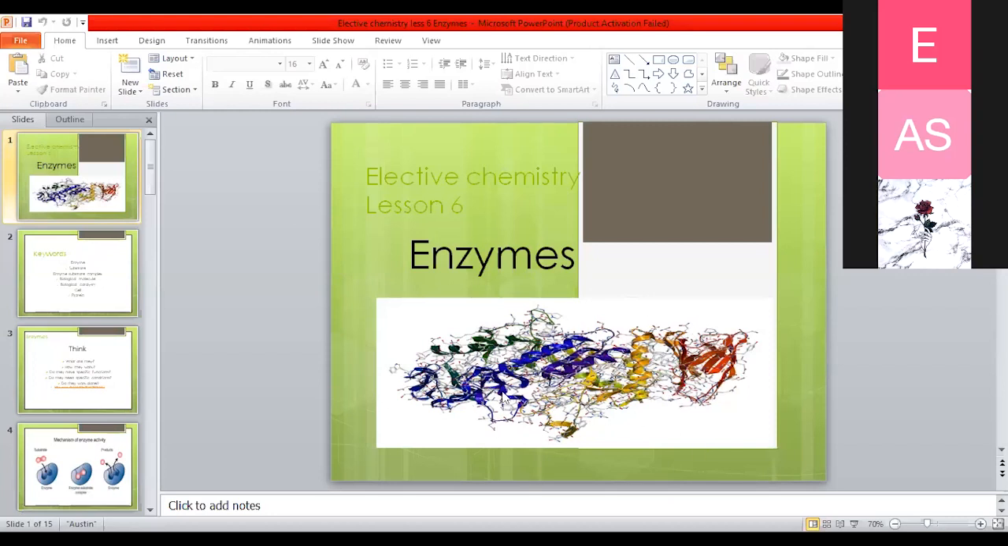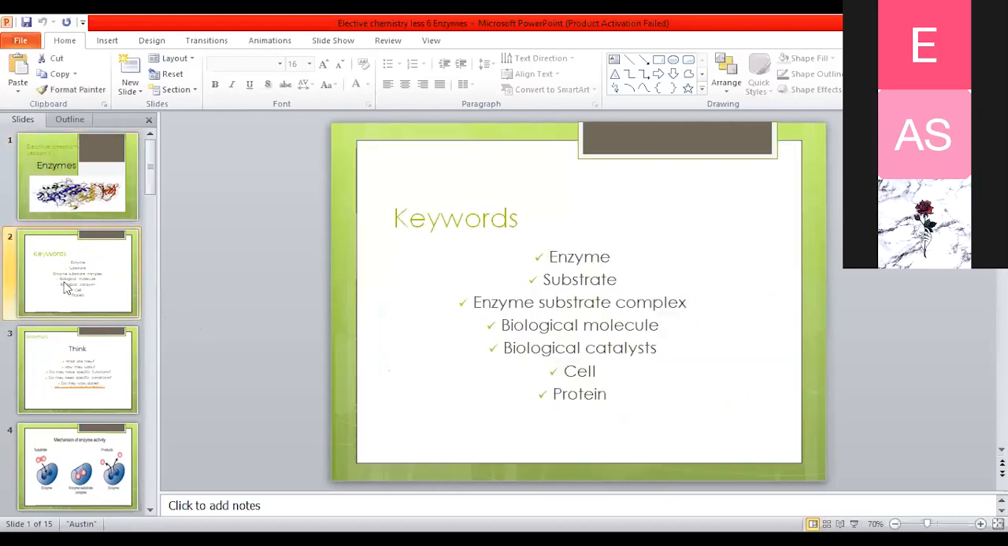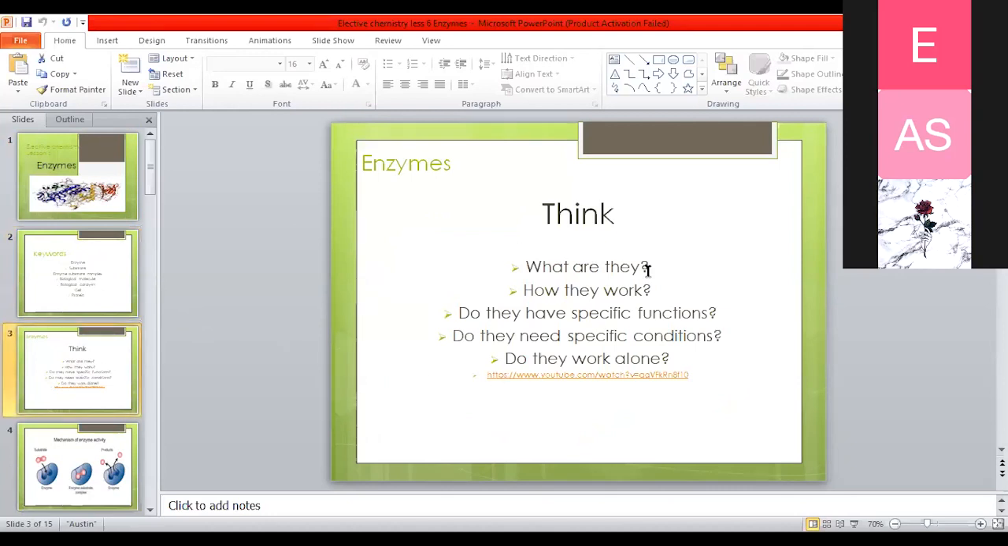Do you have any idea what these chains are? Okay, let's see the keywords. So: enzymes, substrate, enzyme substrate complex, biological molecule, biological catalyst, cell, and protein. You should think about what they are, what Amabel just talked about, and Dami also.